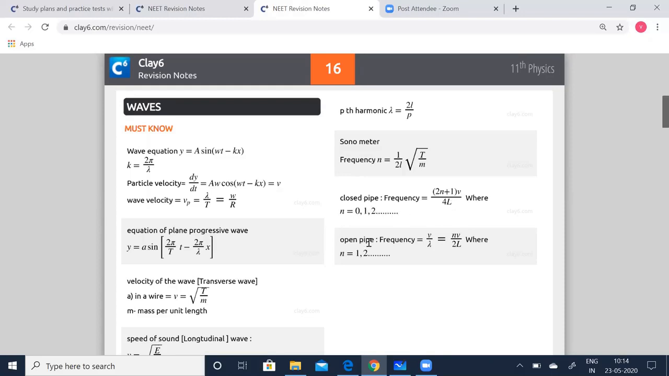And for an open pipe, frequency is equal to V by lambda. So the relationship between frequency, wavelength and velocity, where lambda stands for wavelength and V is the velocity, frequency is equal to V by lambda, which is equal to NV by 2L, where N is equal to 1, 2, 3, 4, and so on.